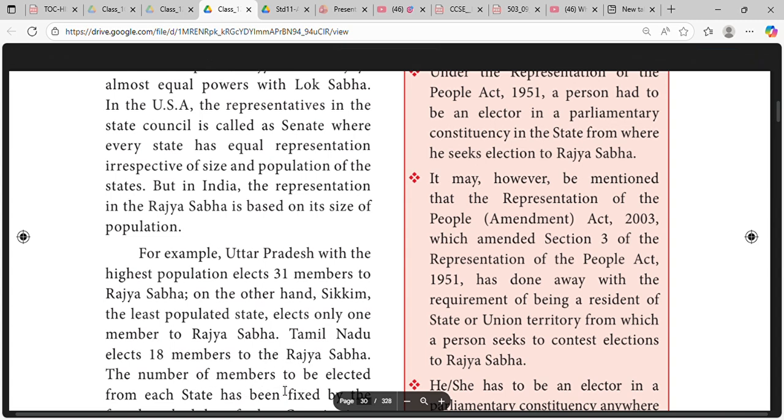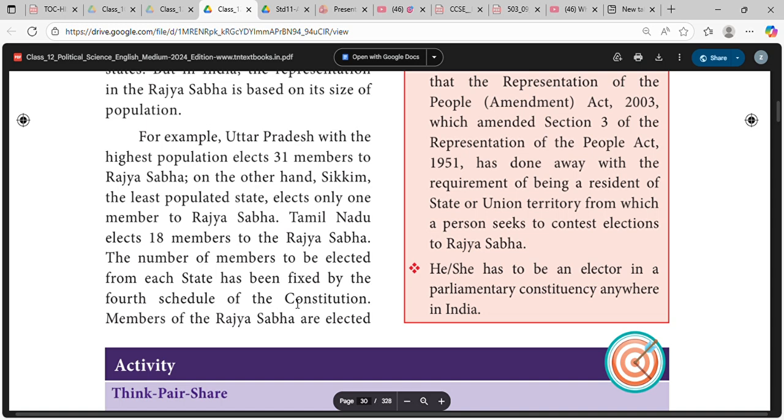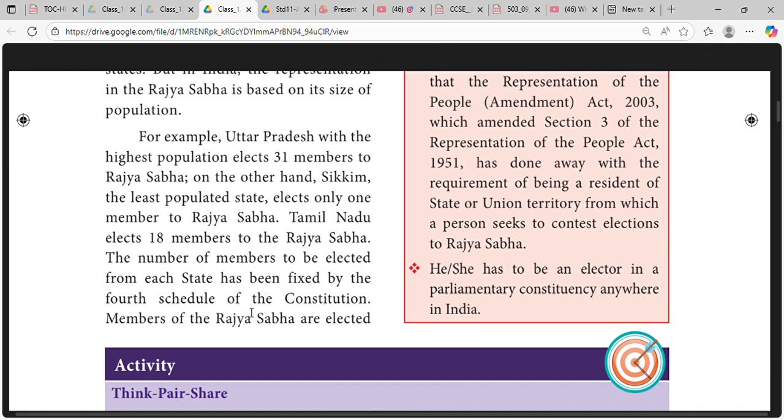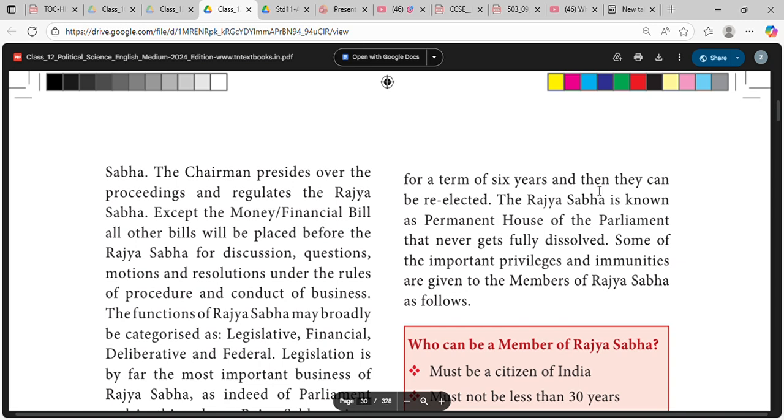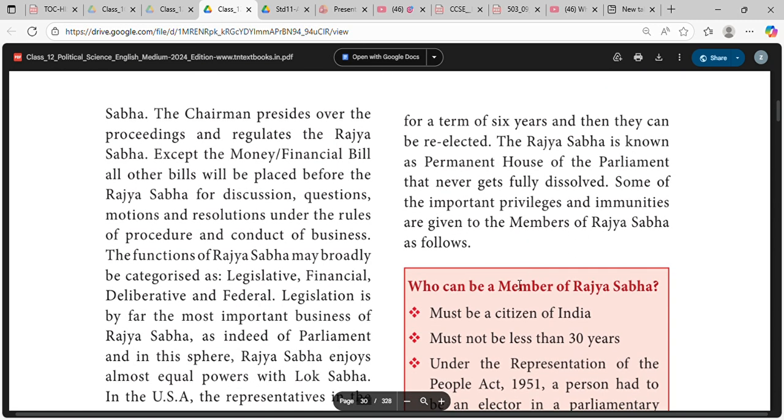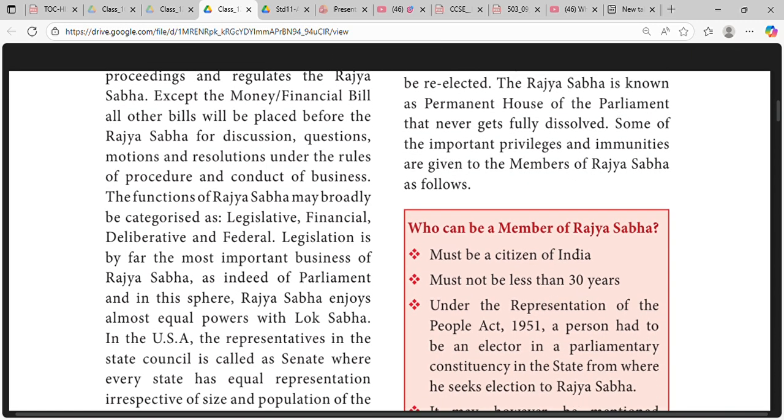The number of members to be elected from each state has been fixed by the fourth schedule of the constitution. Members of the Rajya Sabha are elected for a term of 6 years and then they can be re-elected. Rajya Sabha is known as the permanent house of the parliament that never gets fully dissolved. Some important privileges and immunities are given to the members of Rajya Sabha.